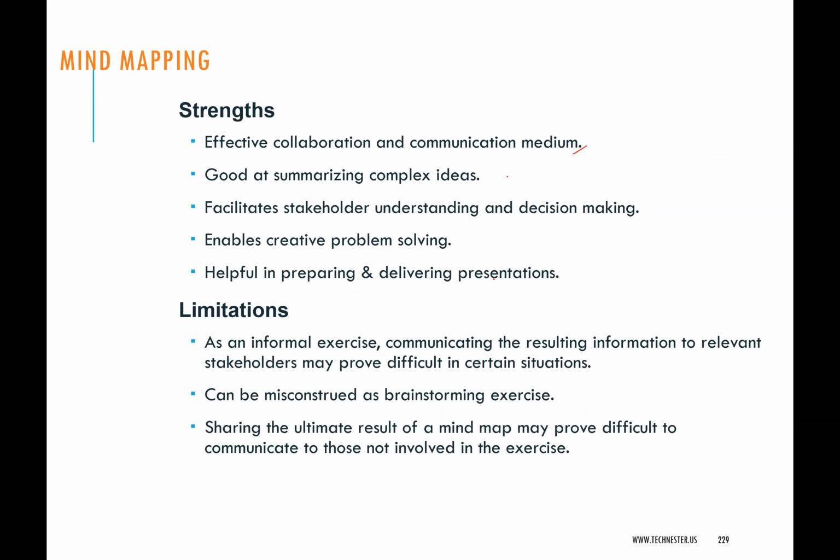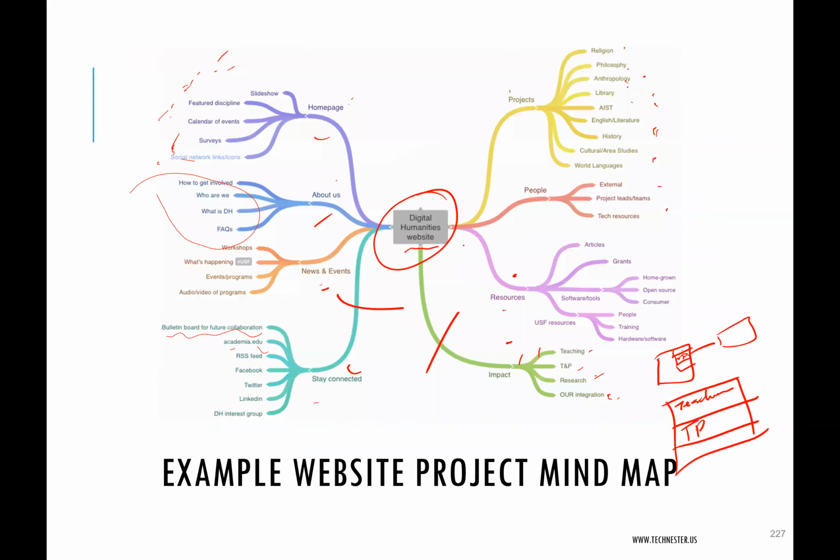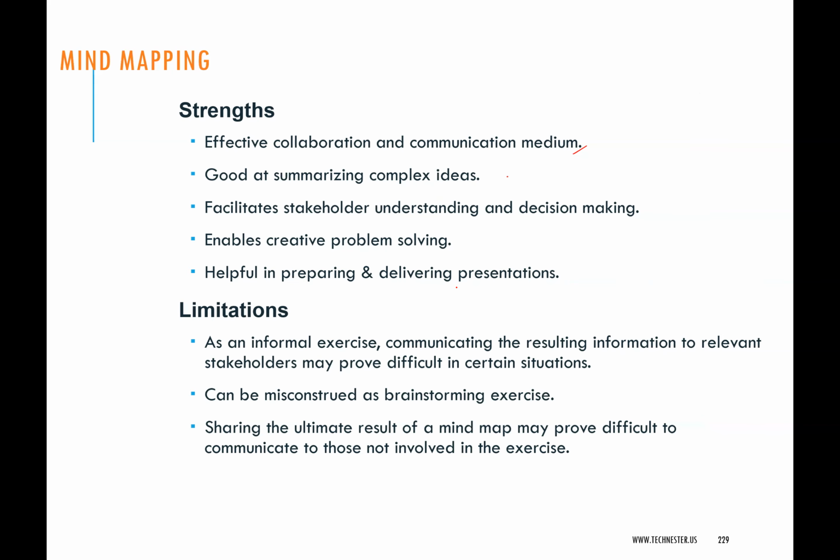Now, some limitations, though, are as an informal exercise, communicating the resulting information to relevant stakeholders may prove difficult in certain situations. Okay. So communicating the information that you have in your mind map to stakeholders may be difficult in some situations. Maybe the information is too much. Context diagram helps you in that case. They want to see simplified information. They don't know what all these other plenty things are and what that one has to do with their project, right? So those are things to consider.